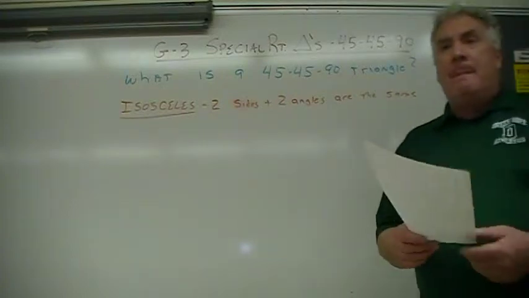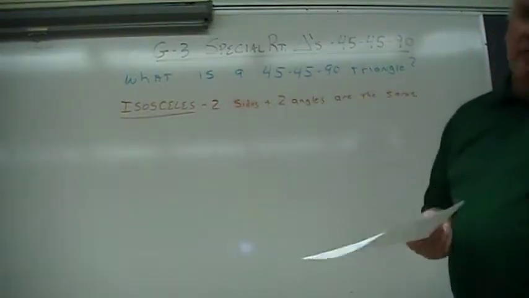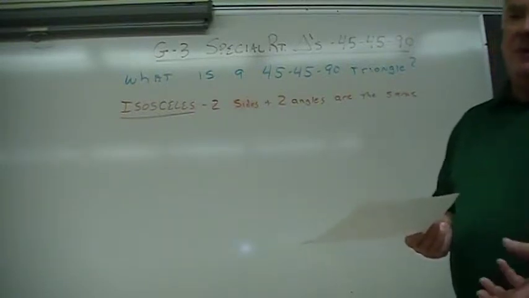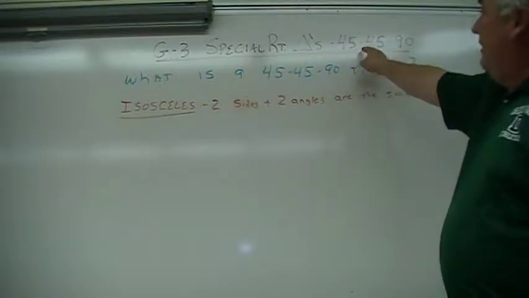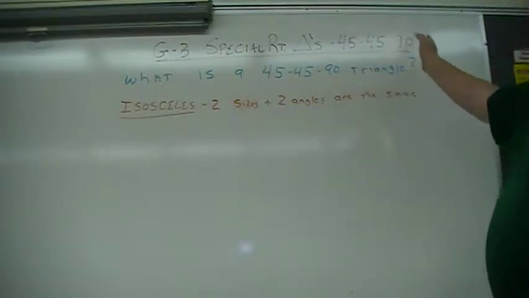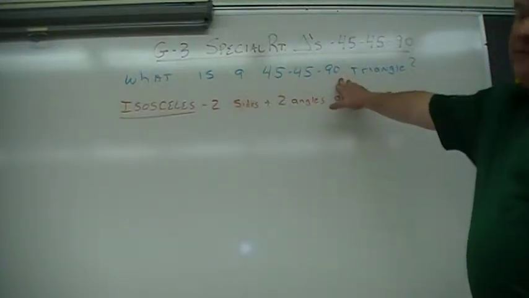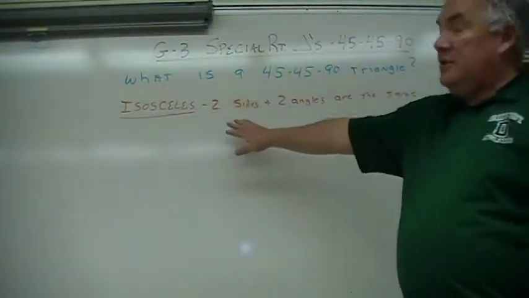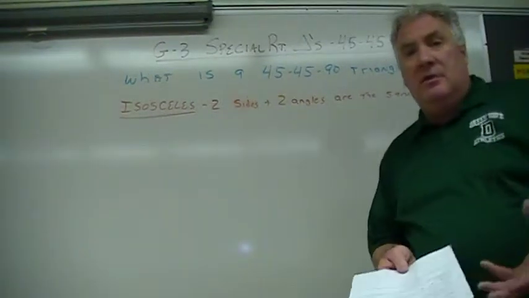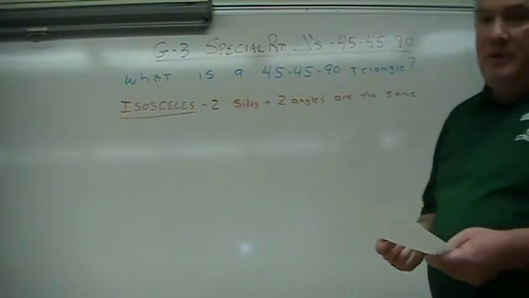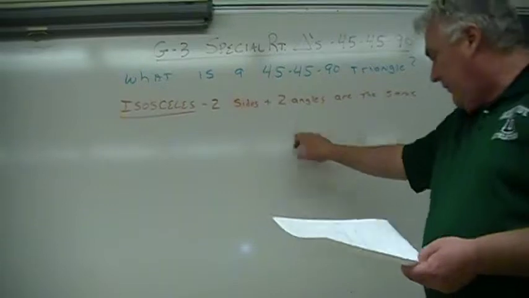So we got some information in here. We call them special right triangles because they have a special quality about them, and in this case they have 45 degrees, 45 degrees, and 90 degrees as the three angles. And so what is a 45, 45, 90? It's isosceles. This is going to be important with figuring out and understanding everything that's happening with these triangles. Two sides and two angles are the same.